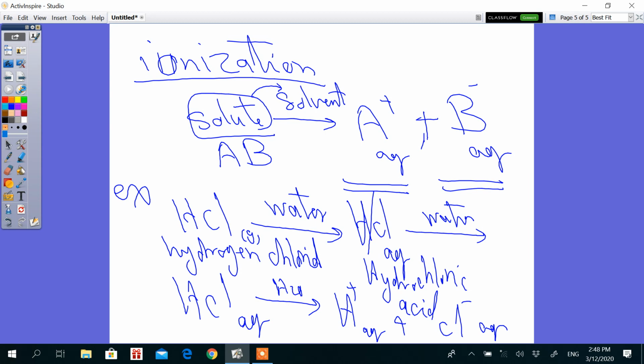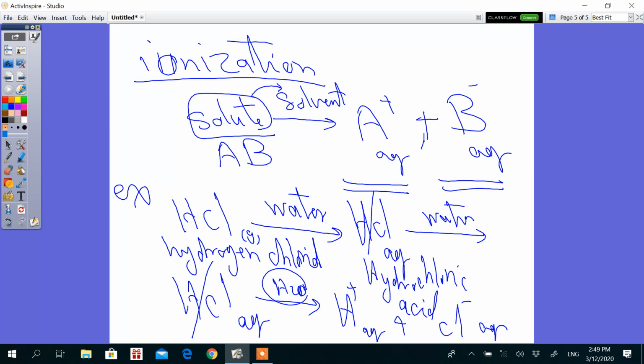HCl is a highly polar compound, and water, as a polar molecule, is strong enough to break the bond. It can dissociate HCl into H positive and Cl negative, and dissociation increases when we add more water, forming hydrogen ions and chloride ions.